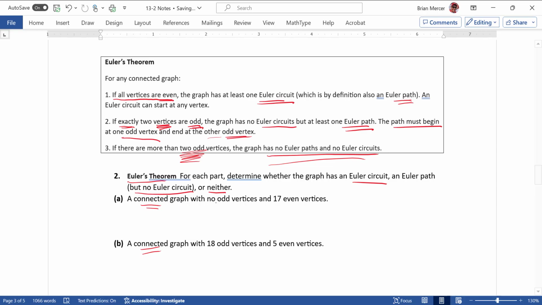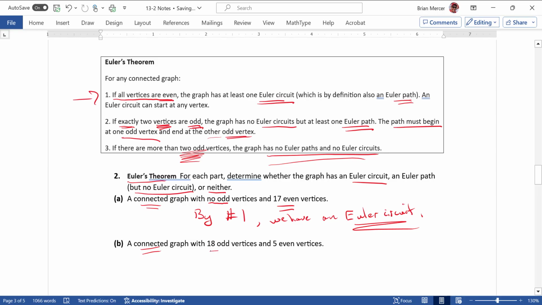So if you have a connected graph with no odd vertices, that means they're all even. So 17 of them are even. Then you're looking at number one. So by number one in Euler's theorem, we have at least one Euler circuit. So we know we have an Euler circuit there.